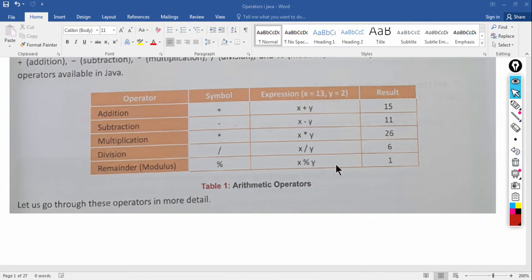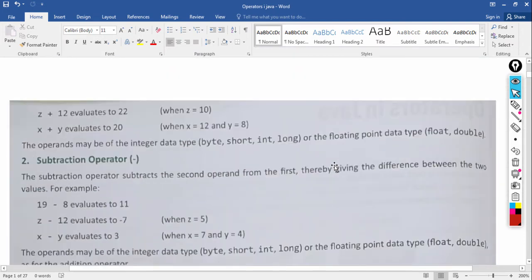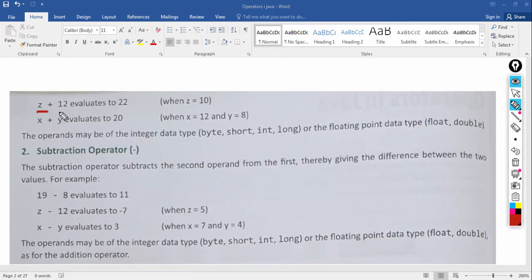Next we can see this example here, z plus 12. So z is a variable, whereas 12 is a literal value. If you assume the value of z to be 10, the expression evaluation will be 22. Remember that z is a variable. And what is a variable? A variable is a container which holds a literal value.